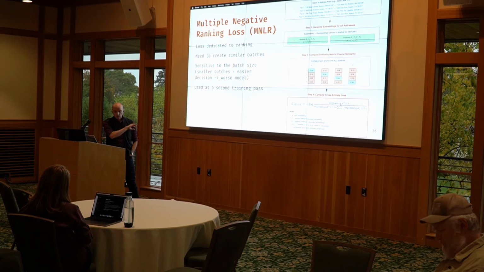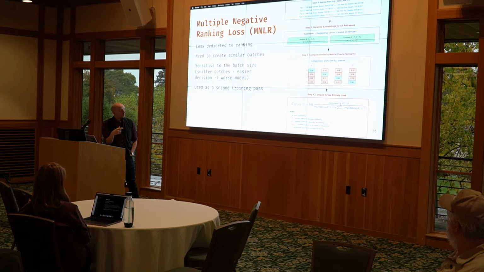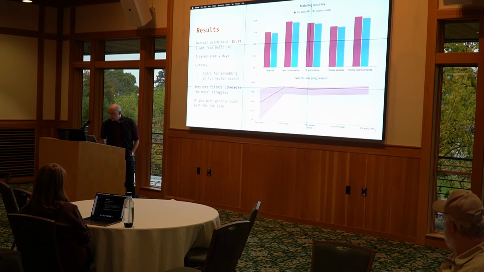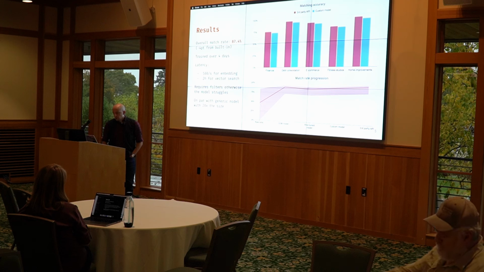So we started with contrastive loss, and then we did one more run of training with this specific loss function. And we get to 88%. So we're down basically 1 point from the out-of-the-box model and 2 points from the API, which is, I think, pretty good considering that we're likely 50 times smaller than the out-of-the-box model, and we're a fraction of the cost of the API.